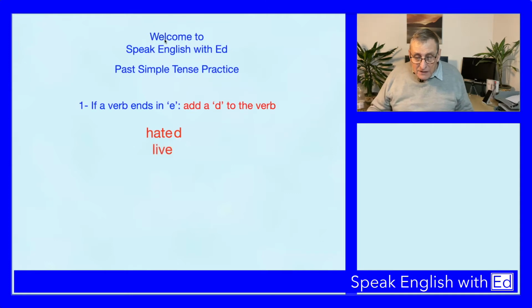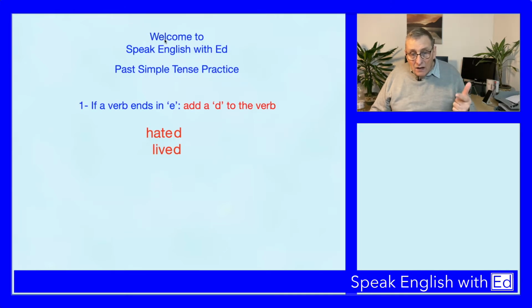The same applies to live. Live, to live, ends in an E. If you want to put it in the past tense, according to this rule, because it ends in an E, you add a D. D added to that makes it into lived. So these 2 verbs, hate and live, in the past tense become hated and lived.